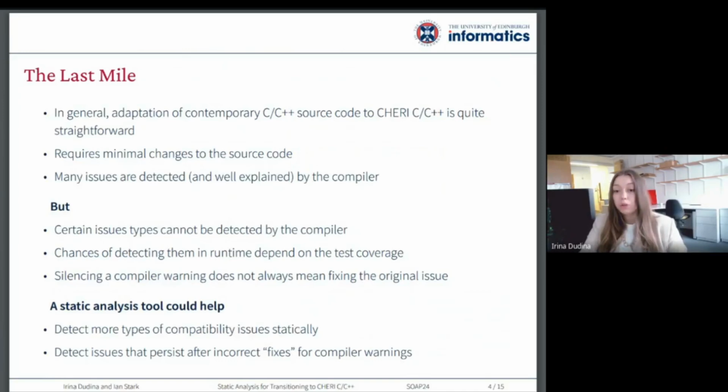So the amount of changes that you need to make in terms of lines of code is reported to be very small. It varies from 1 or a few percent for low-level system pointer-heavy code, and it's a few orders of magnitude less for general purpose code. Additionally, many compatibility issues are detected and well explained by the compiler during compilation. However, there are certain issues that are not detected by the compiler and only uncovered during runtime. So it would be really nice to have a static analysis tool that can uncover more compatibility issues statically.